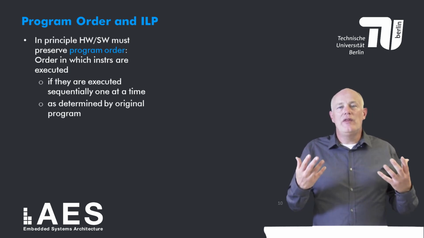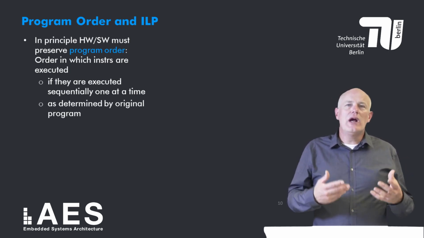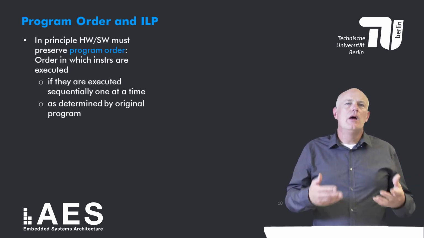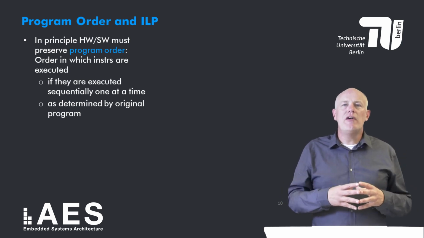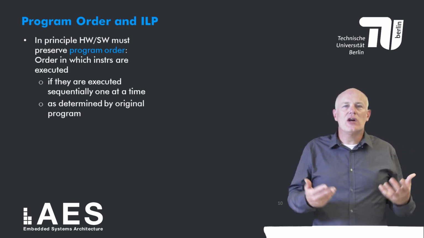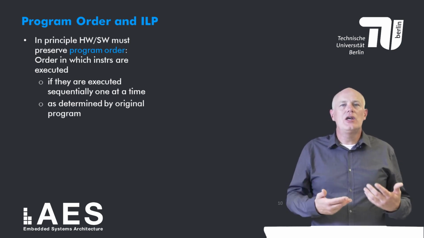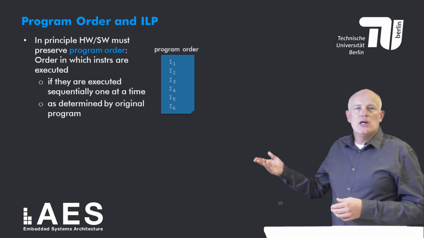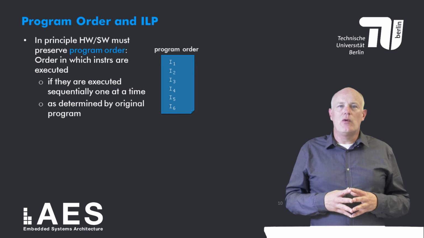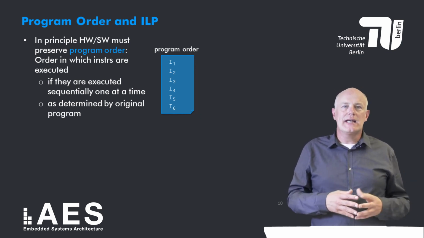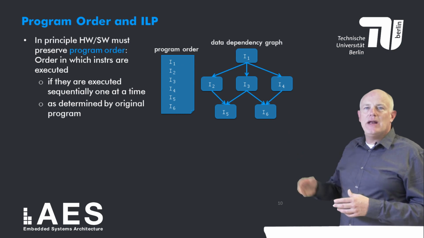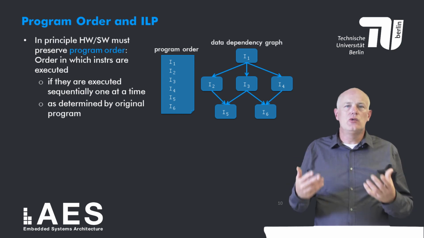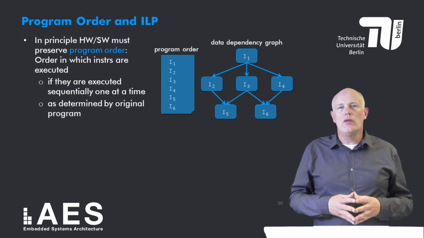In principle, with the emphasis on in principle, hardware and software that tries to exploit ILP must preserve program order. Program order, sometimes also called thread order, is the order in which the instructions will be executed if they are executed sequentially, one at a time, as determined by the original program. Suppose, for example, that this is the program order, instructions I1 to I6. And let this be the data dependency graph, which has a node for every instruction, and there is an arrow from one instruction to another if the latter is data dependent on the former.